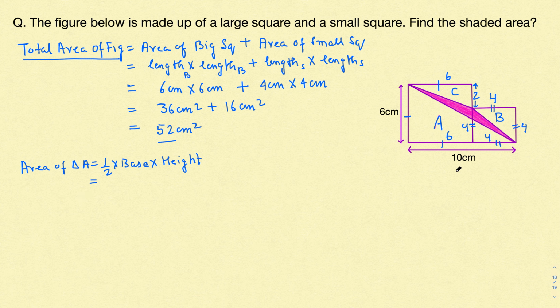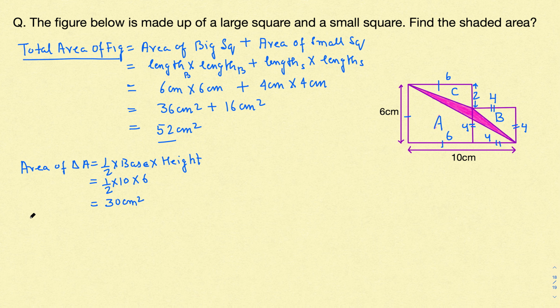What's the height and base of the A? Any clues? Now let's say this is the base of triangle A, right. So this is 6 and this is another 4. It's actually given, it's 10, right. 6 plus 4 anyway is 10, but it's given here that the whole length is 10. So we can take the base as 10, and then how about the height? The height is same as the height of the big square, which is 6, right. So if you calculate it, you will get 30 cm square, right.